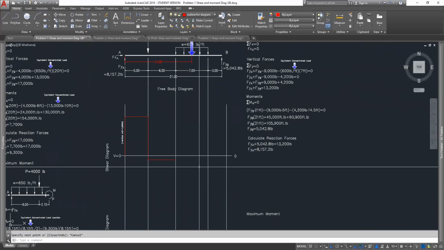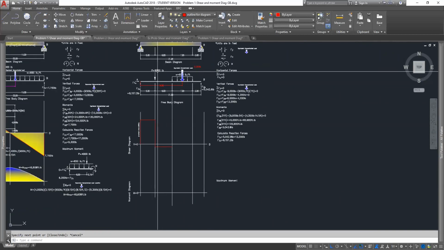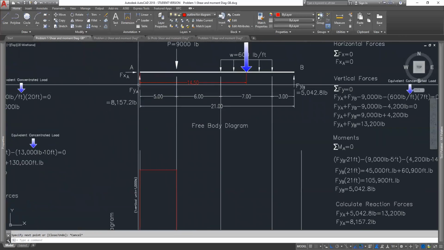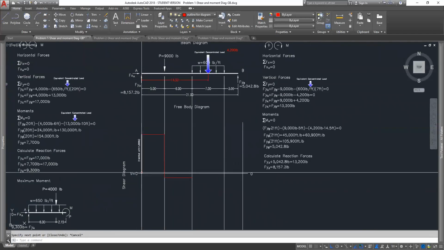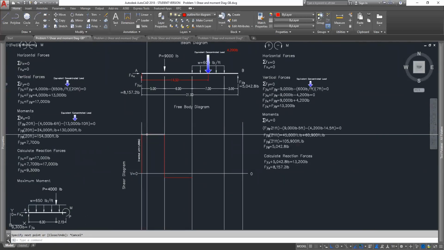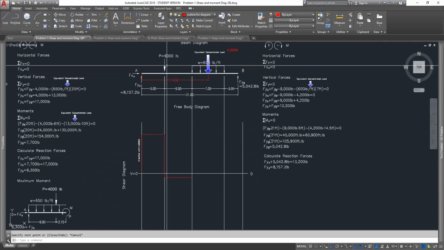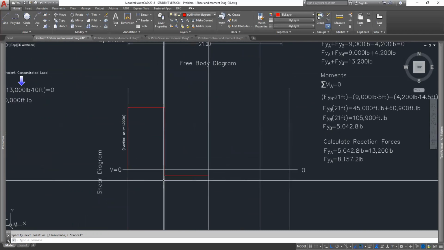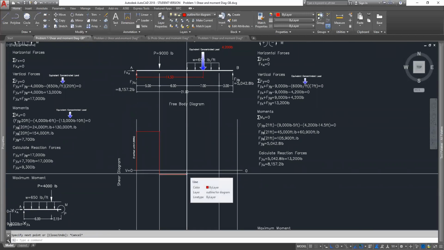Yes? Why did you go down 9? Because my load was 9,000 pounds right here. Remember, my reaction is 8,157 pounds going up, right? Mm-hmm. So I drew it up. Nothing was occurring on the beam until I got to this 9,000 pound load, right? Mm-hmm. So I drew it down 9,000. And there's nothing going on here until I get to this point right here.